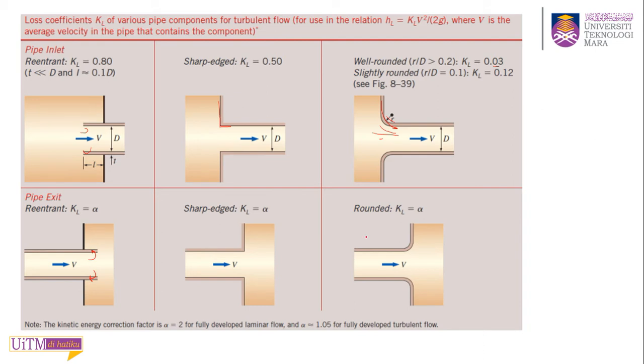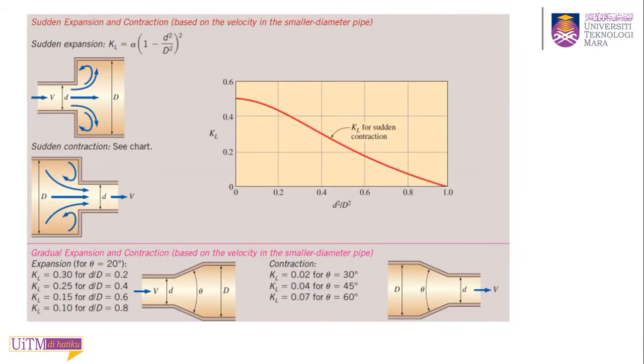Okay, so that's an example of inlet and exit, and this is expansion, like I drew before. When you have a smaller pipe going into a bigger pipe, your flow goes from left to the right. When this flow comes to the bigger pipe, you will have turbulence like this. So this will give you the losses. That's why you have the expansion losses.